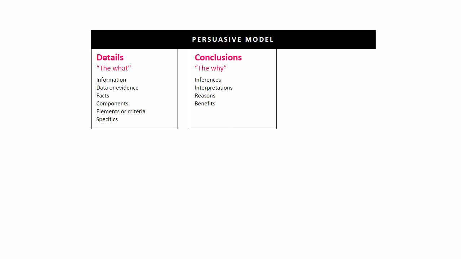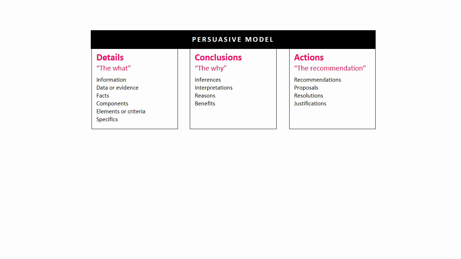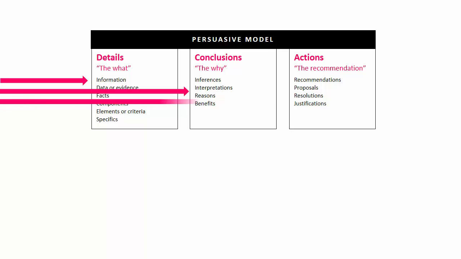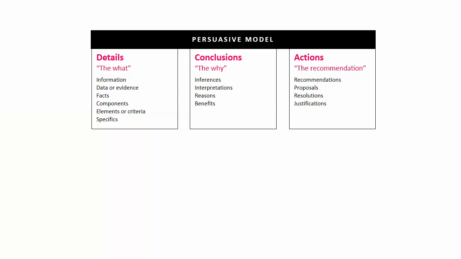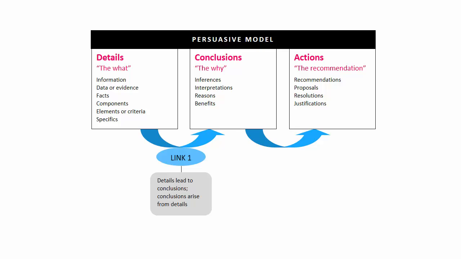The 3 elements are details, conclusions, and actions. Notice the different terms that can be used for each element. The diagram also introduces the special relationship or links between the 3 elements. When planning your document, check if there is logical and systematic movement from details through conclusions, or link 1, to actions, or link 2.